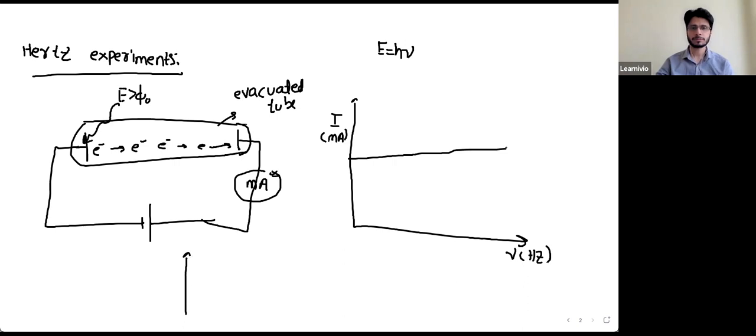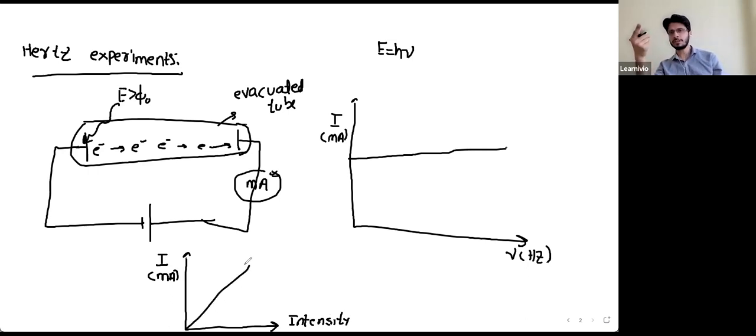But if I take intensity on the x-axis and current on the y-axis, which is in milliampere, and if I increase intensity, that current will increase. It will increase linearly. The reason is, if I increase intensity, that means I'm increasing the number of photons. So on increasing the number of photons, the number of ejected electrons will increase, and that eventually increases the current. That will change the current.